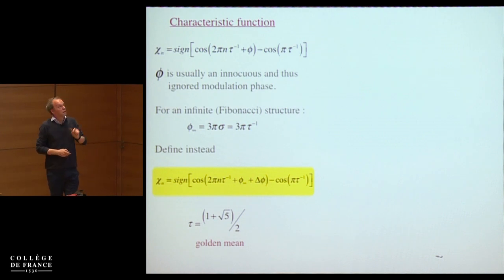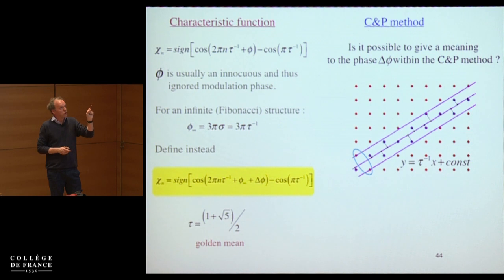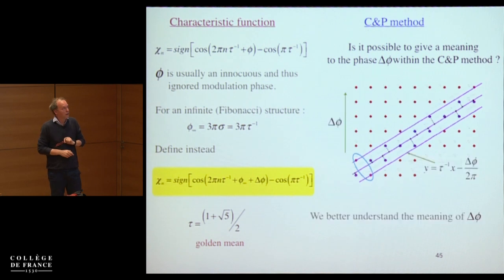Now, what is the equivalent of this in the cut and project method? So is it possible to give a meaning to the phase delta phi, this phase, within this picture? And it is possible. And the meaning of this is just a translation in the y direction.